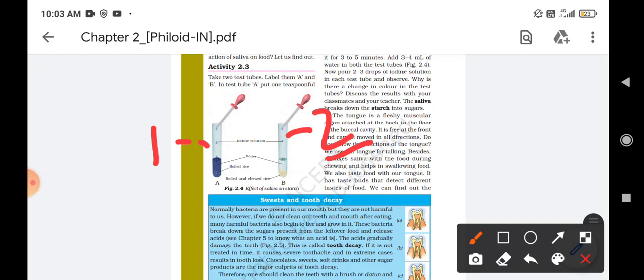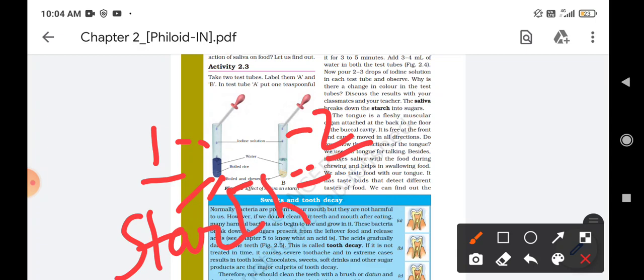After putting the iodine solution in test tube 1, we will see the color of test tube 1 is a little blue. And in test tube 2, we will see there is no change of color. Why is that? It is due to the presence of saliva in test tube 2, which converts or breaks down starch into sugar. As we all know that rice contains starch.